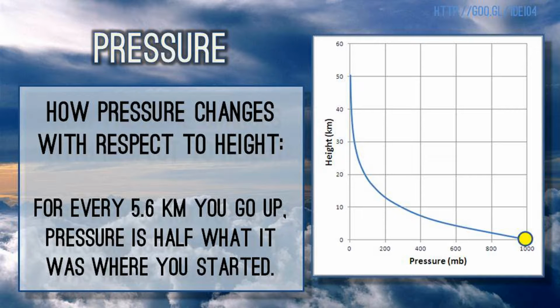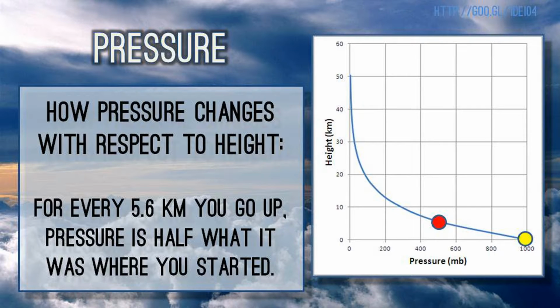Notice that on the x-axis I've got pressure in millibars, and on the y-axis I have height in kilometers. That yellow dot on the diagram is illustrating a pressure of 1,000 millibars at a height of 0 kilometers. Pretty good average value there. If I go up 5.6 kilometers, where the red dot is, and read over on the graph, I see that the pressure is 500 millibars. It's half of what it was 5.6 kilometers below that.